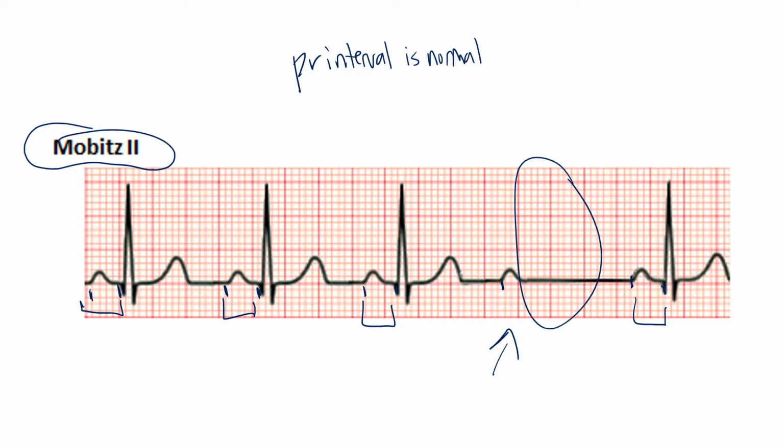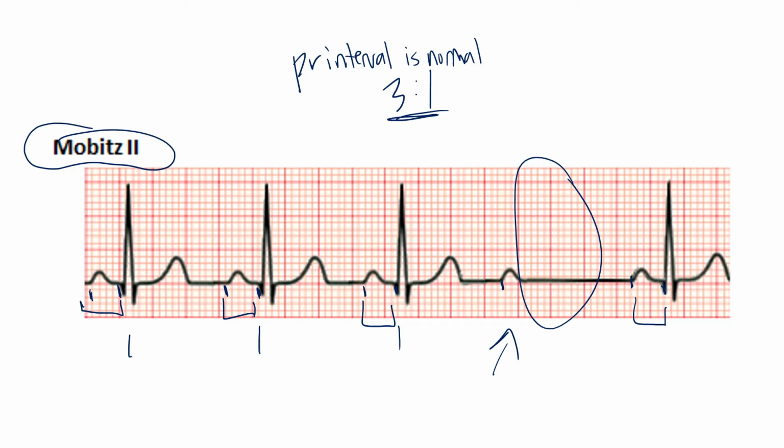It doesn't change, but then out of nowhere you have a dropped beat, and it's usually in a pattern of like 3 to 1 or 2 to 1 or something like that. So in this situation, you have 1 beat, 2 beat, 3 beat, then drop. So this is a 3 to 1, but that's not really important to know. Usually you would see a 3 to 1 or a 2 to 1.